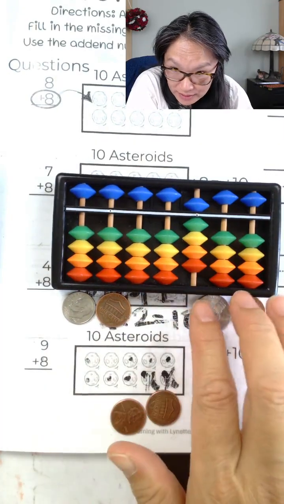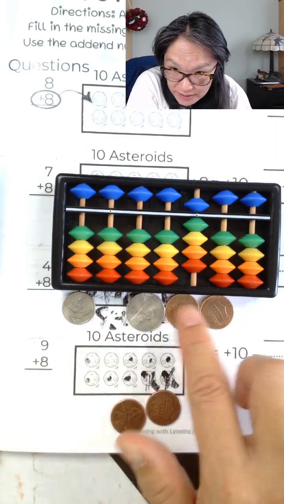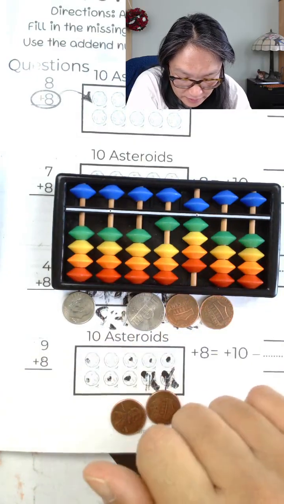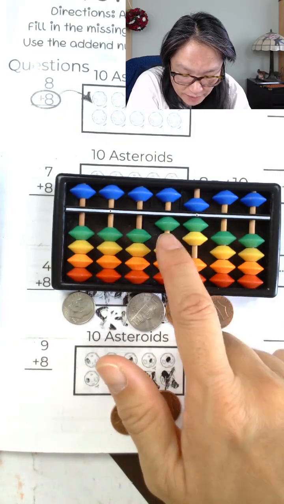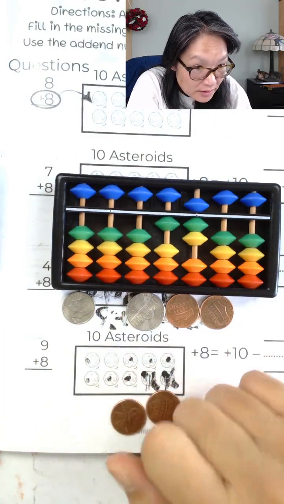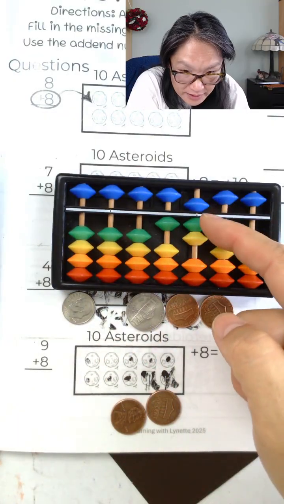So I take away the 2, and my final answer is 17. I can show you again on my abacus. If I add the 10 and I take away the 2, what I just did is I substituted this information. I take away the 2, my final answer is 17.